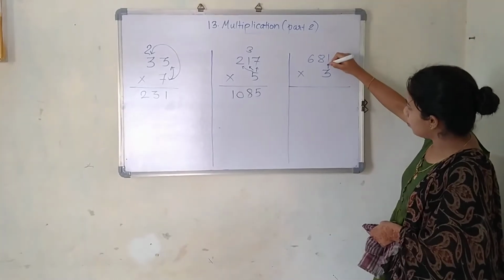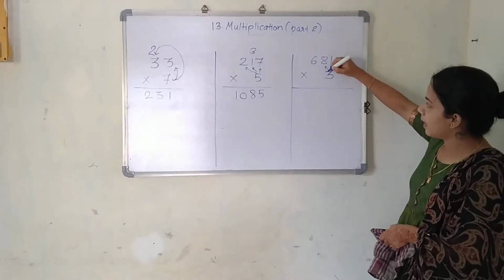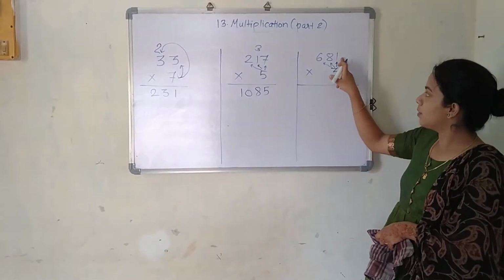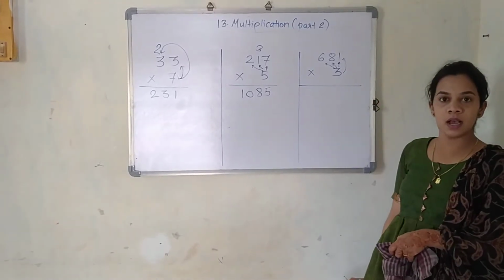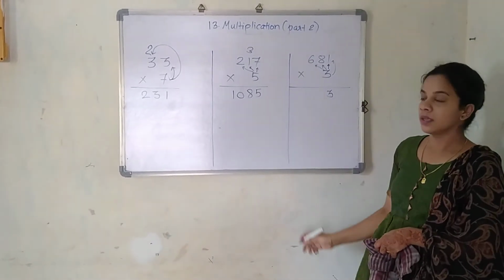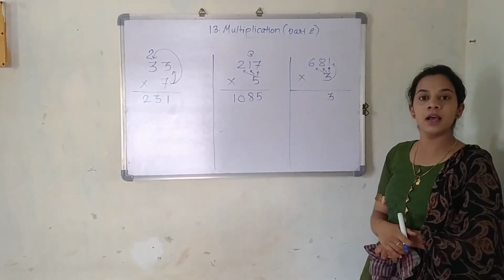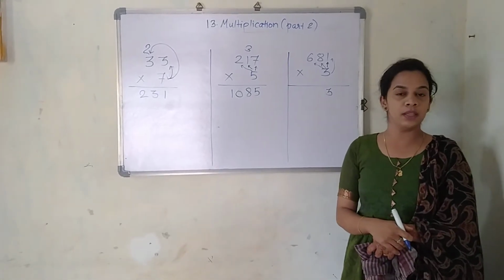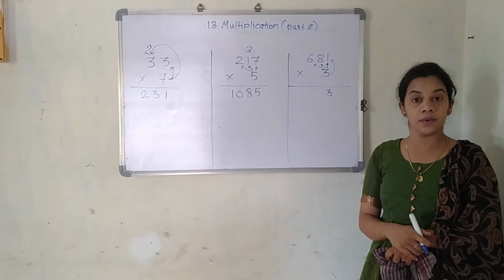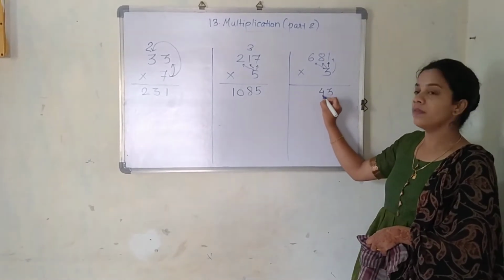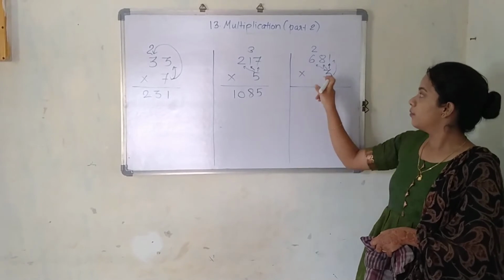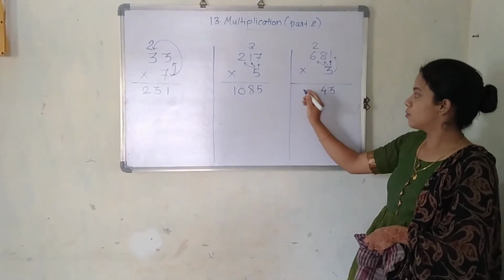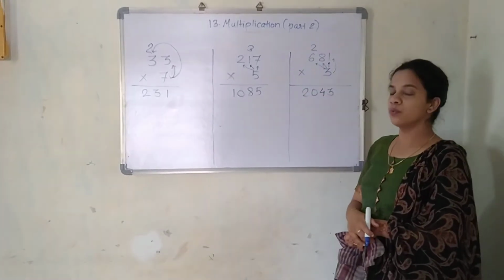You will tell me now, you are going to multiply this 3 with 1, 3 with 8 and 3 with 6. Don't draw these arrows. This is only for you to understand. First we will start: 3 ones are 3. Now what is 3 eights? 3 ones are 3, 3 twos are 6, 3 threes are 9, 3 fours are 12, 3 fives are 15, 3 sixes are 18, 3 sevens are 21, 3 eights are 24. So 4 will be here and 2 will be here. 3 sixes are 18 and 18 plus this 2 is how much? 20. So the answer is 2043.